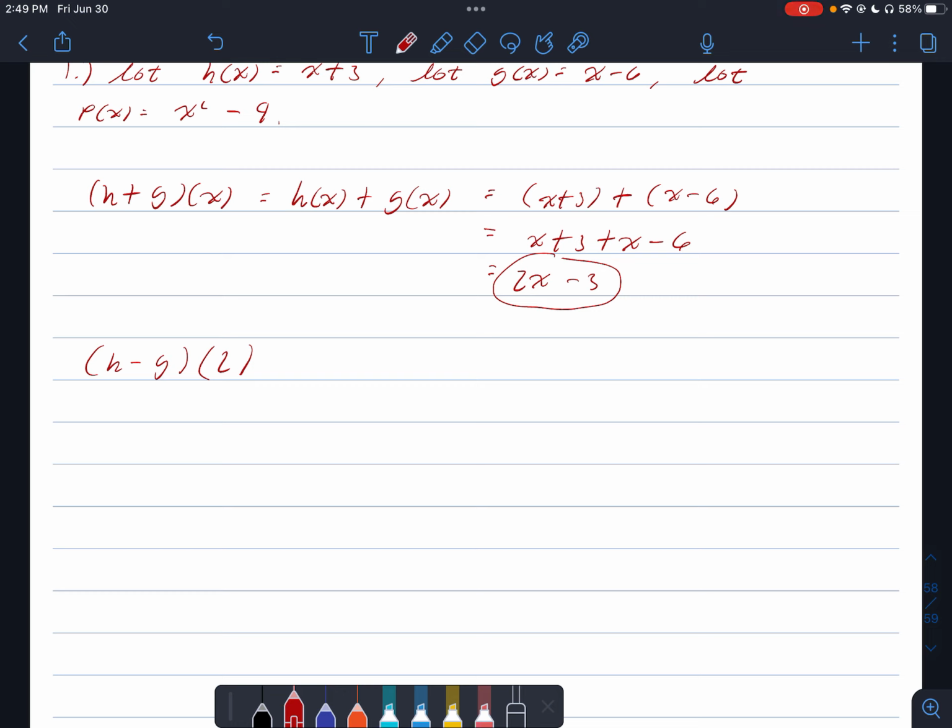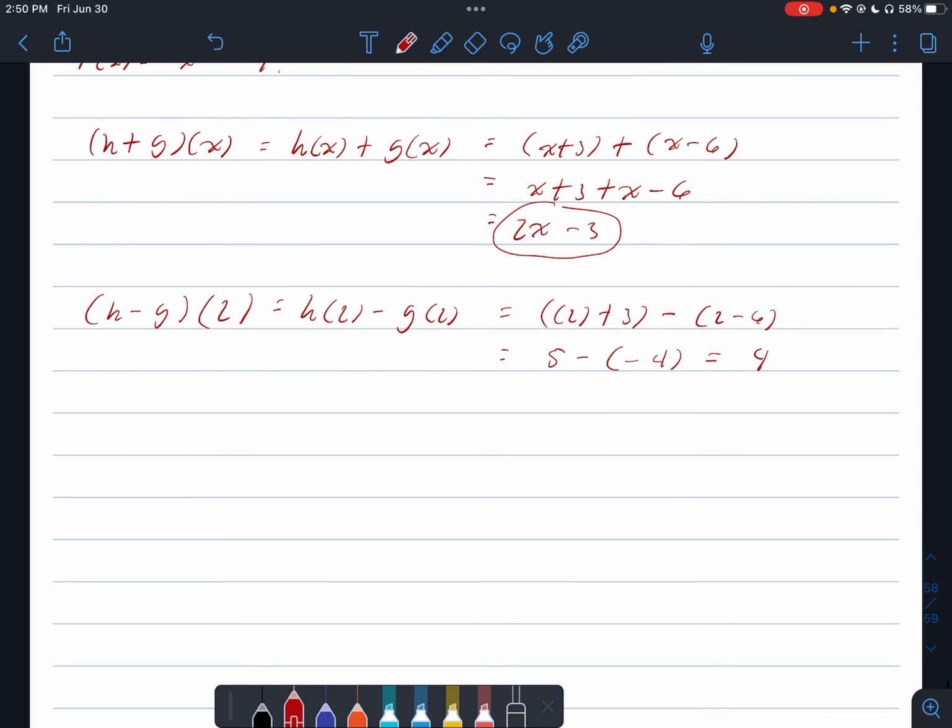I think on your homework you're going to be given that. Instead of g of x, it's the same kind of thing. This is the same as h of 2 minus g of 2. You could have done the same thing in the previous example as well. It's the same exact structure. So in this case it'll be 2 plus 3 minus 2 minus 6. This will be 2 plus 3 is 5, minus a negative 4, or we get 9.